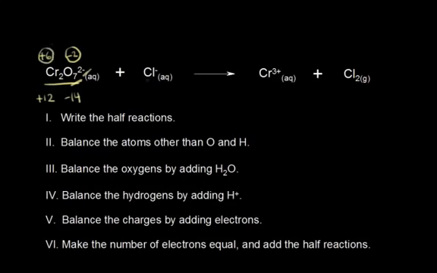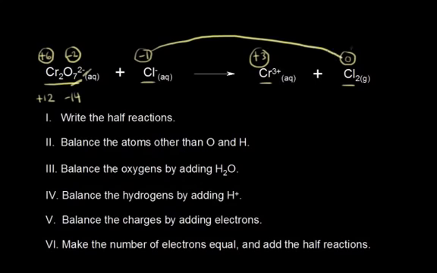We go over here to the chloride anion, right? So the charge is -1, so our oxidation state is -1. Chromium ion over here, so plus 3. And then finally chlorine over here, so oxidation state of 0. So if we look at chlorine, it went from an oxidation state of -1 to an oxidation state of 0. That's an increase in the oxidation state.